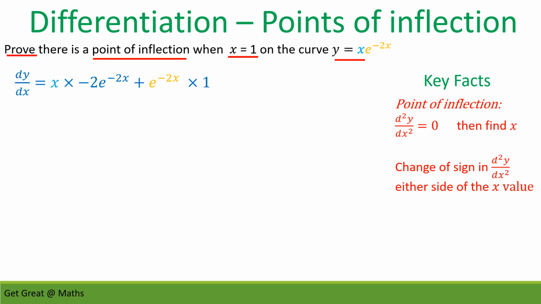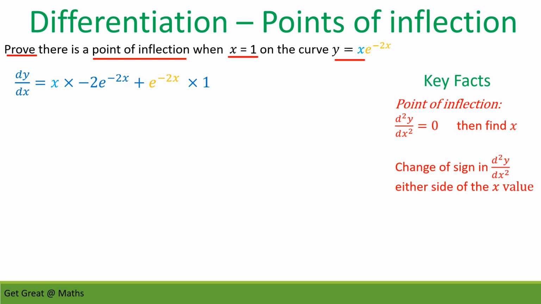Now to start with, we're going to use the product rule to differentiate this function, because we have got a stationary point which is a point of inflection. And to differentiate this function, we're going to use the product rule because I've got two things multiplied together. So my first thing is x, which is in blue. So I do x, which is my first term, times the differential of v, which is the second term, which is in yellow, e to the minus 2x.